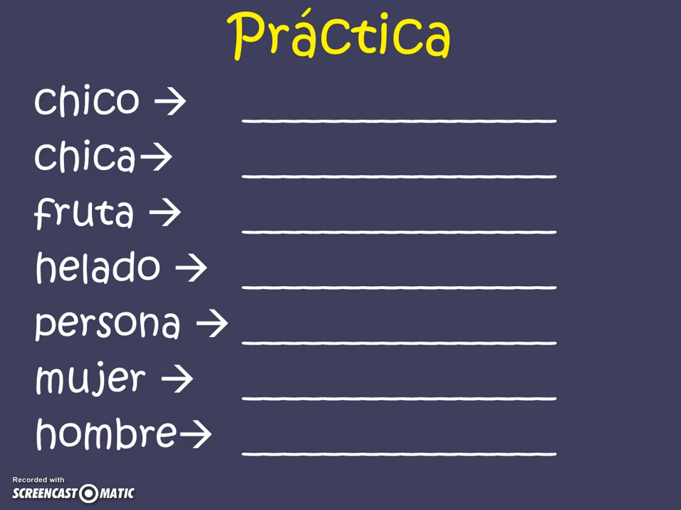Okay, so here we have some práctica. Our first word is chico, which means boy. To make it plural, what are we going to do? Well, first we have to look at what it ends in. It ends in a vowel, and we just discussed it. So if we have a word that ends in a vowel, all we have to do to make it plural is add an S, making it chicos.